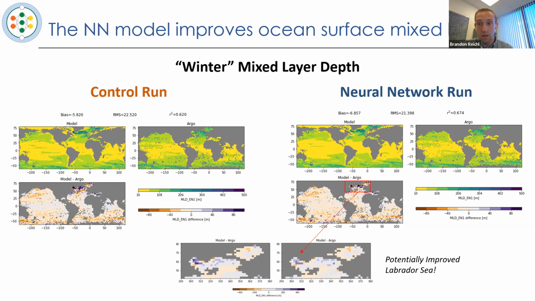One of the potential areas of improvement that I really want to highlight is the Labrador Sea, where you can see that this deep bias in the model is reduced in the neural network run at the right. This is really important, for those of you who are not familiar, because the Labrador Sea is an area of very important deep water formation in the ocean, and being able to get that in the simulations is critical.